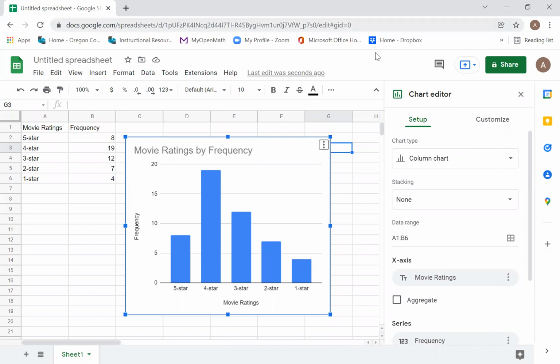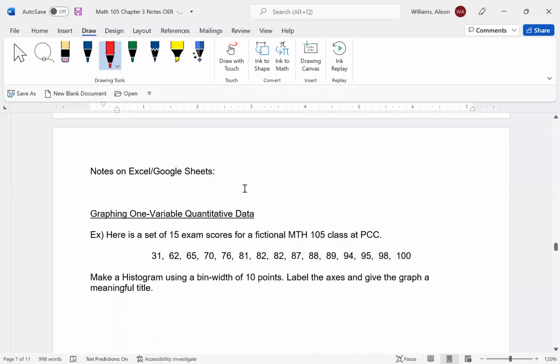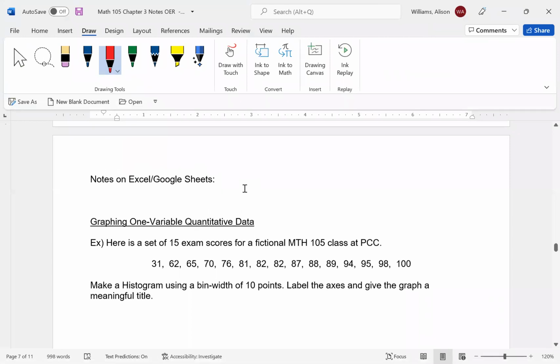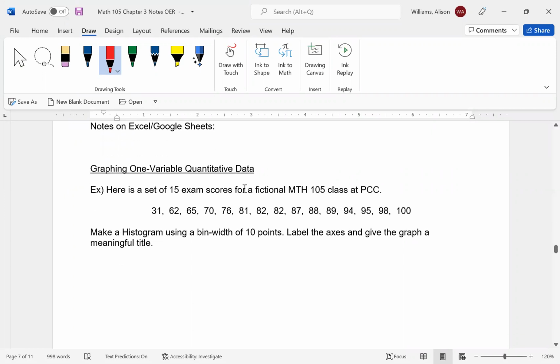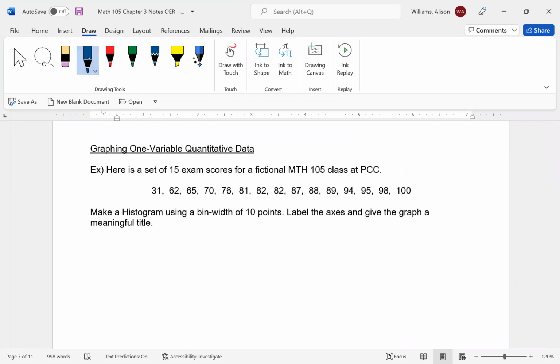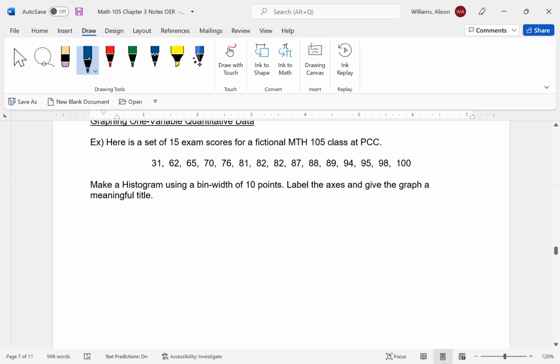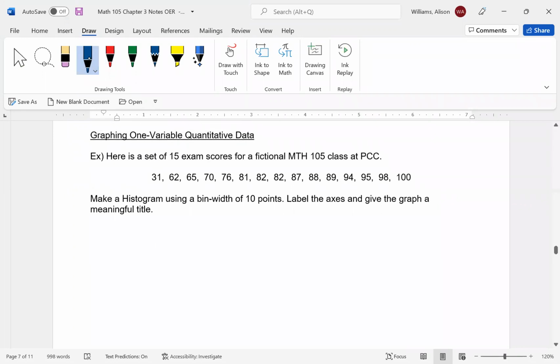Okay, so let me go ahead and we're going to go back to the notes. And let's try another example. This time we're going to do quantitative data. And as you can see, they gave us some raw exam scores. This is a class at PCC, Portland Community College, because these notes were created initially by somebody up there.